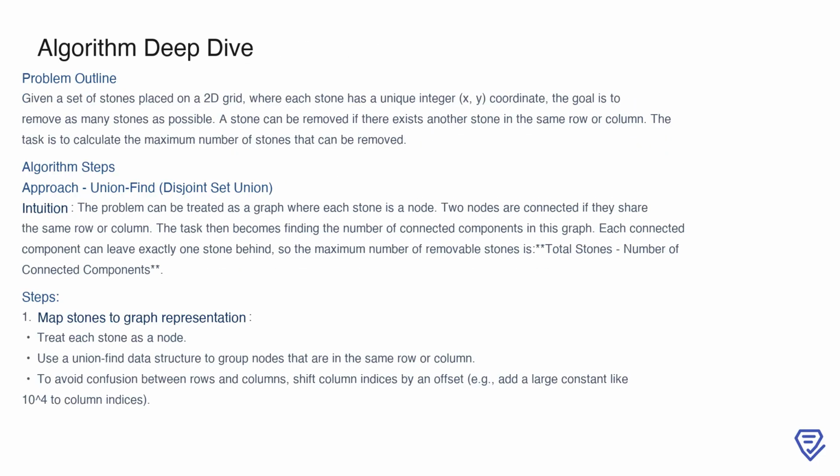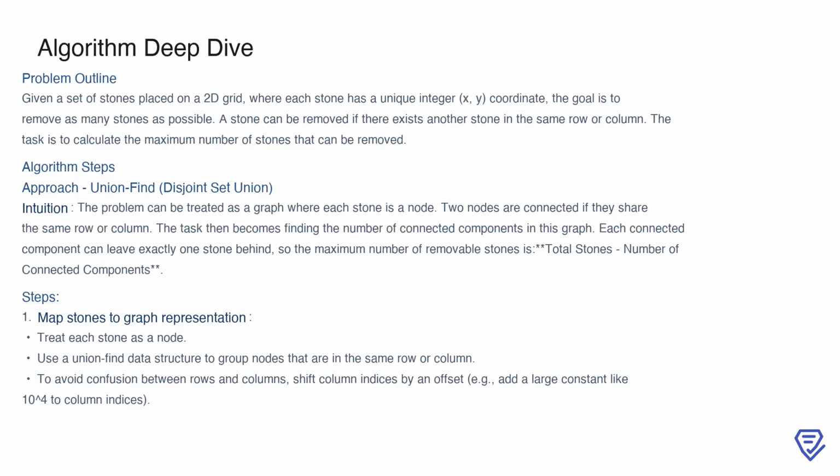In this problem, we're given a set of stones on a 2D grid, each defined by unique coordinates. The goal is to remove as many stones as possible, with the rule that a stone can only be removed if there's another stone in the same row or column. The key challenge is to determine the maximum number of stones that can be removed.